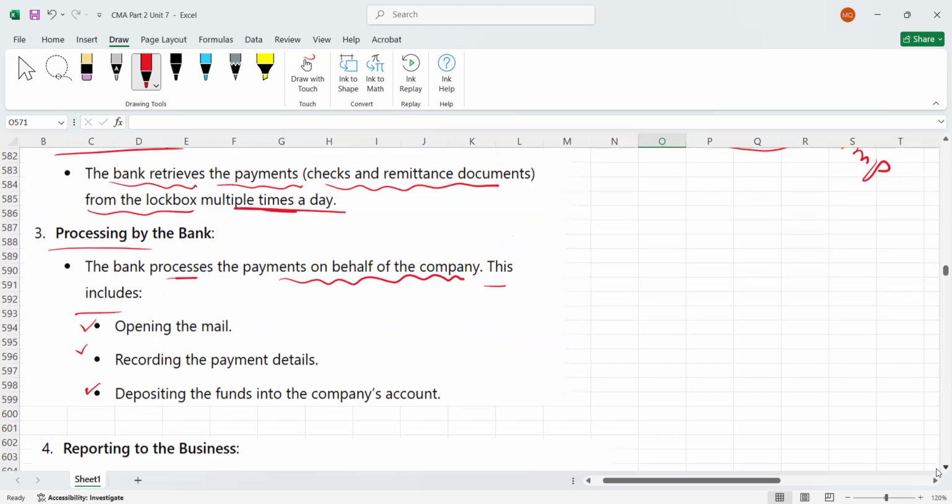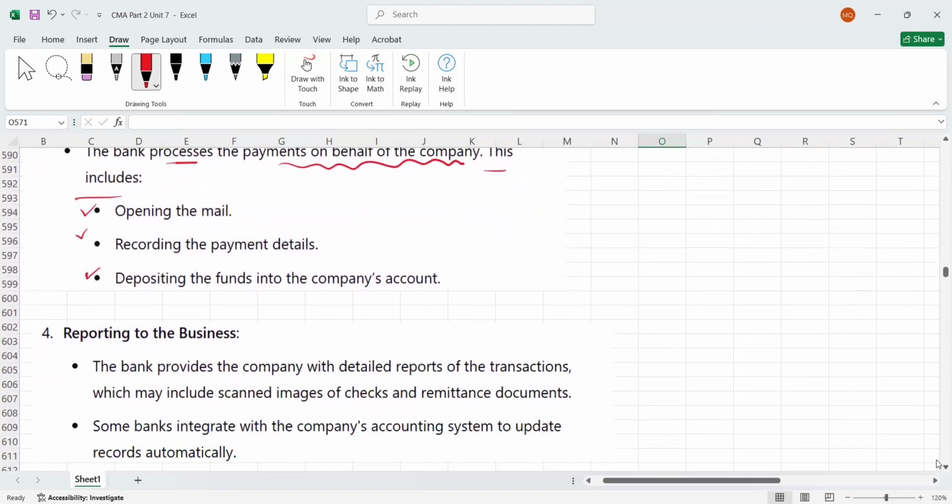And how would the company know that the bank has collected these payments? Definitely, the bank will report to the business also, and the reporting could be automated, because the bank can link their system with the company system. Okay. Or maybe the bank can manually send the reports of the transactions, like scanned images, etc., to the company, right?